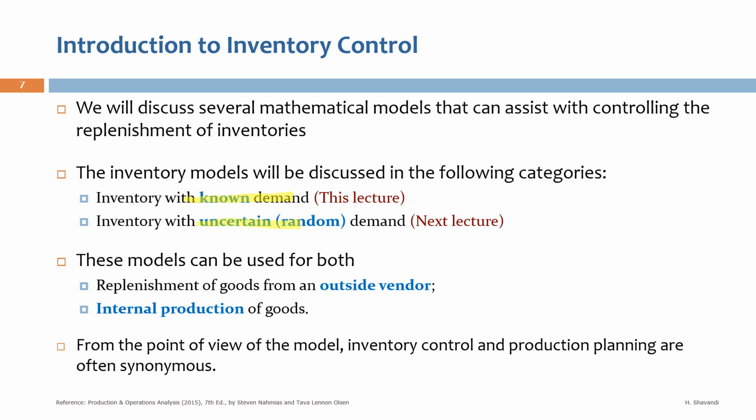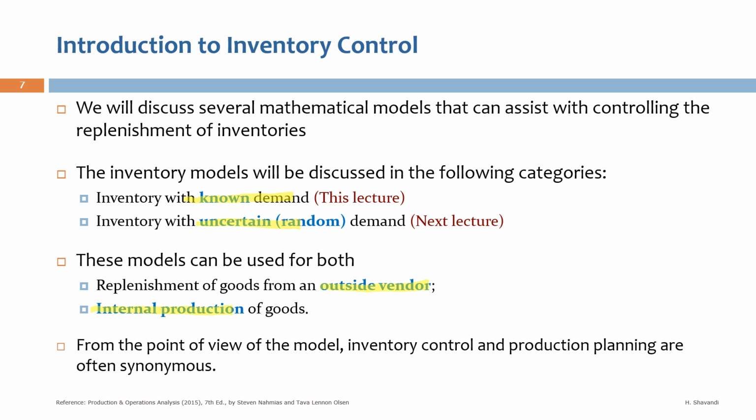We can assume that we have an outside vendor, so we are going to place an order with the outside vendor, we will purchase the goods from them, and they will deliver the goods to our stock. That's one case. Another case could be a manufacturing environment, where we have internal production. Different production departments can be considered as customers for the previous department, and so on.